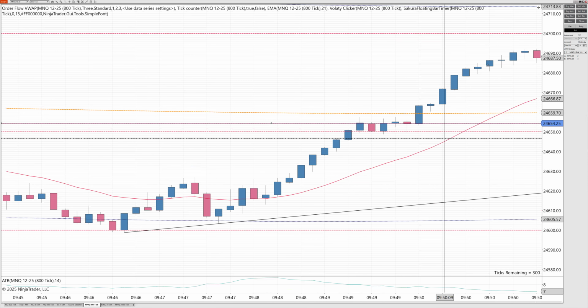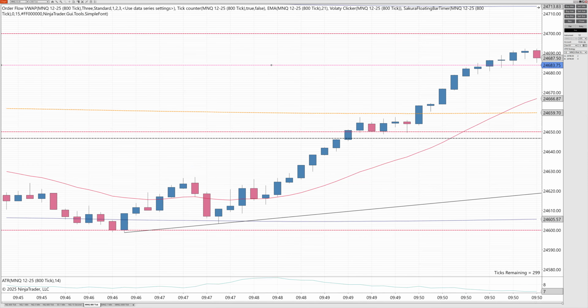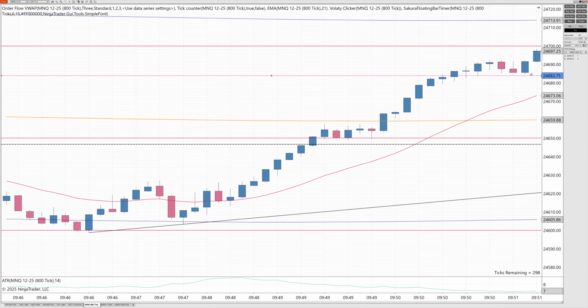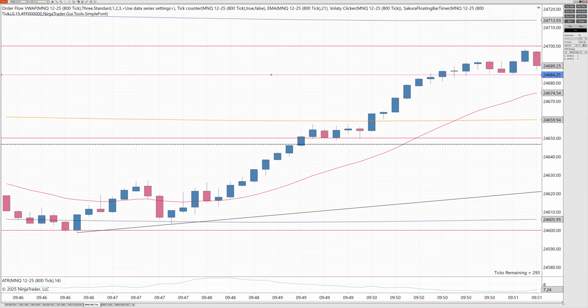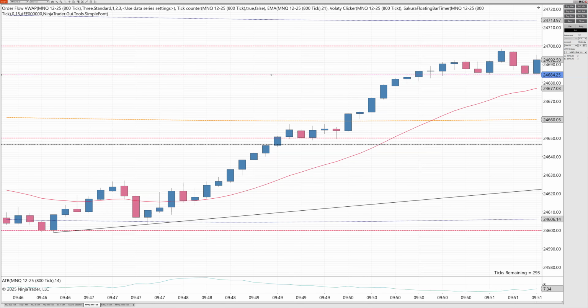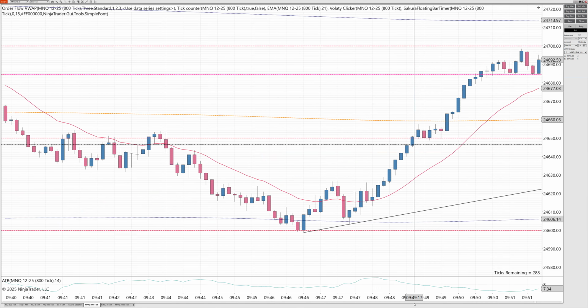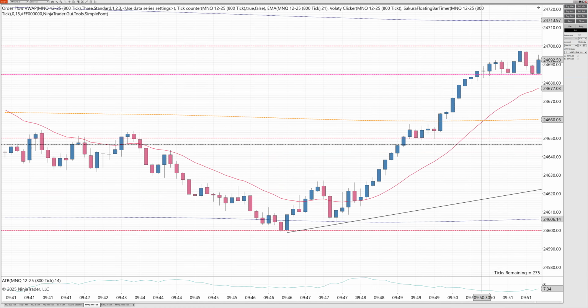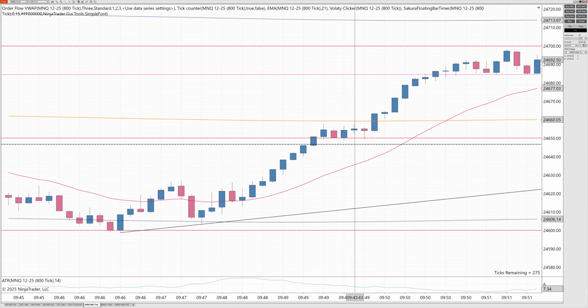So yeah, I think we finally get stopped out. Oh, not yet. Keep going. I think we get stopped out here. Yeah. So you can see we entered down here and our runner got stopped out up there. And that was a phenomenal trade right there. Probably the trade of the day.